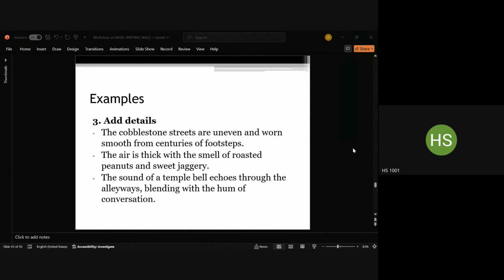Otherwise, it's a plain sentence. It's like a matter-of-fact sentence. "I waited for 3 hours." Okay, that's not interesting. That's not exciting for the reader.